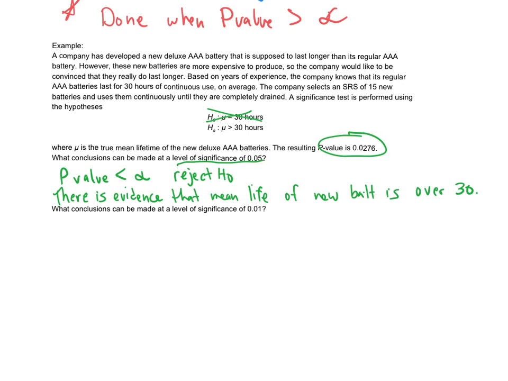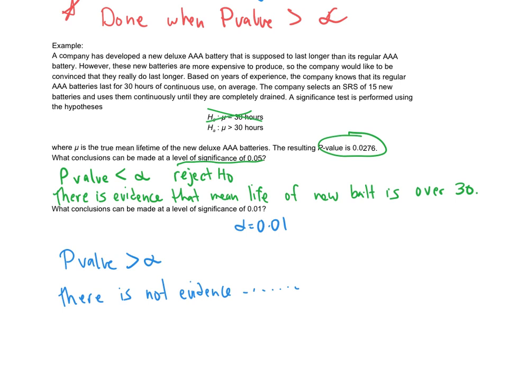But interestingly enough, it really is based on our perspective, because if I look at an alpha of 0.01, then in this case, the p-value is larger than alpha. So our results will switch. We would say there is not evidence that the mean life of the new battery is over 30 hours. So that is quite a difference.